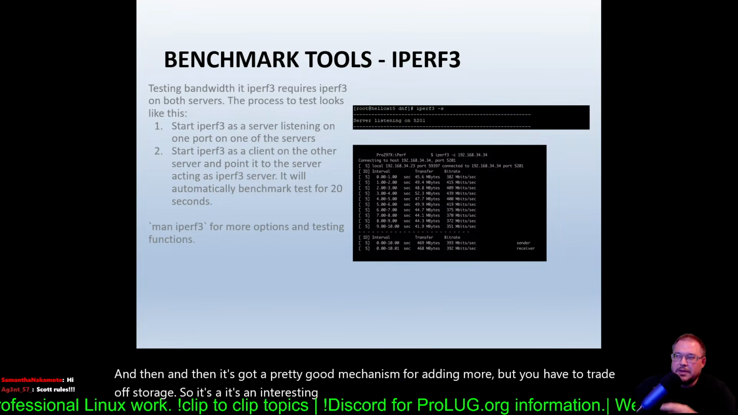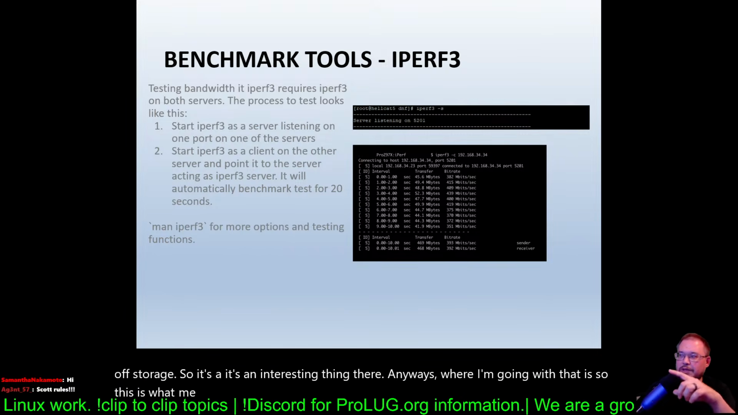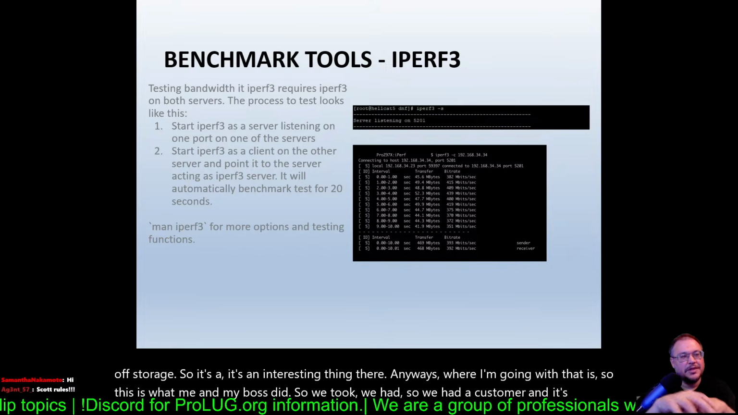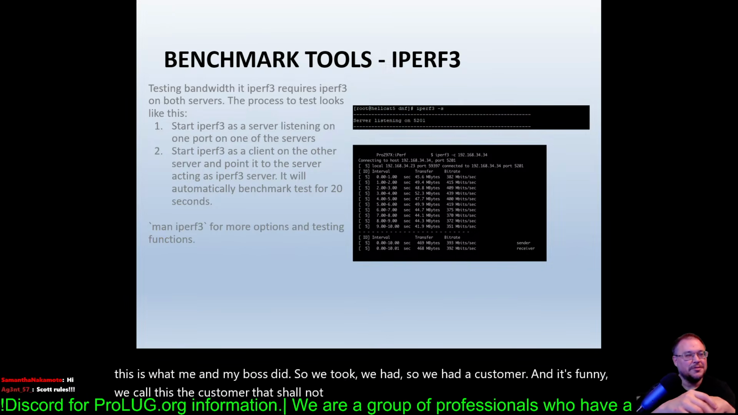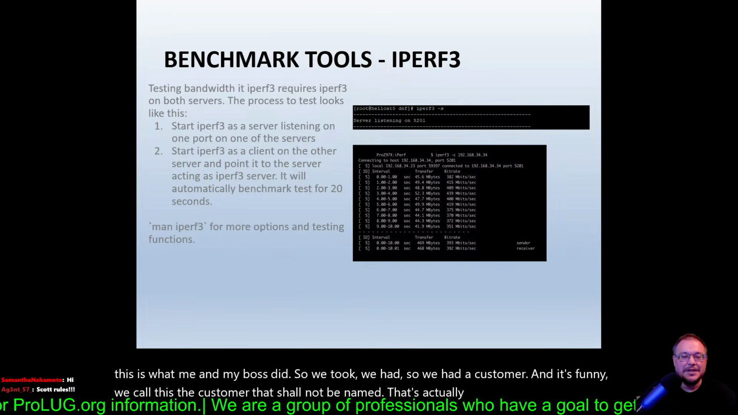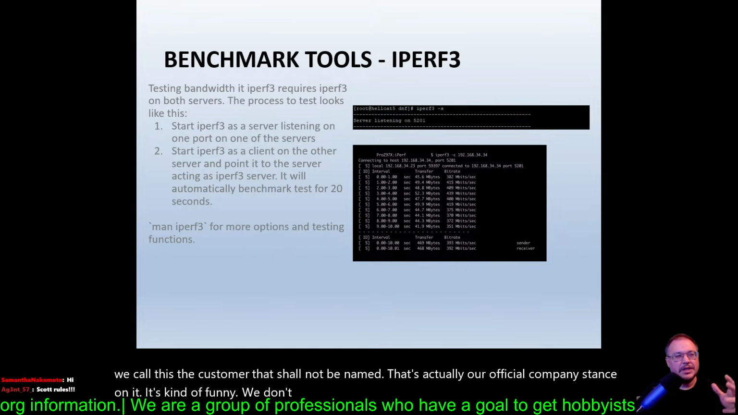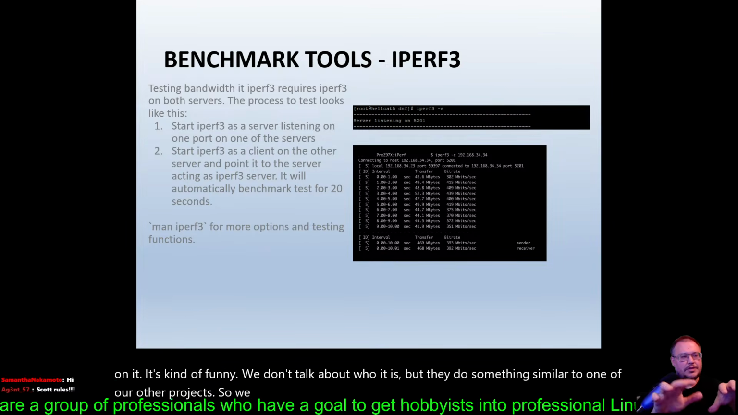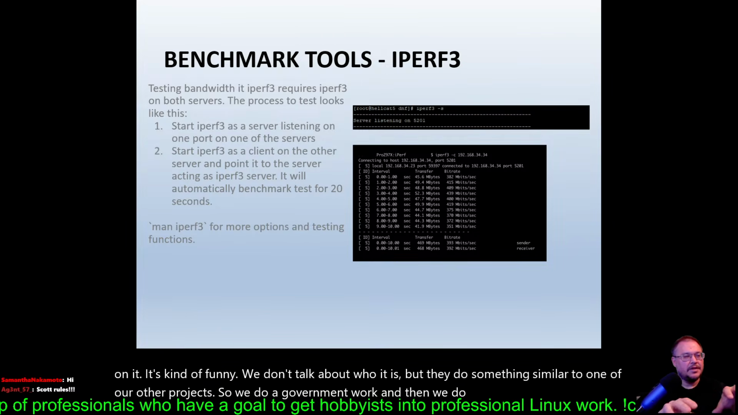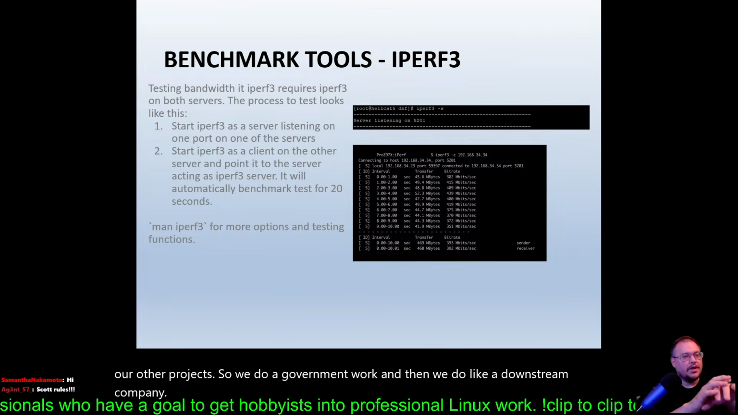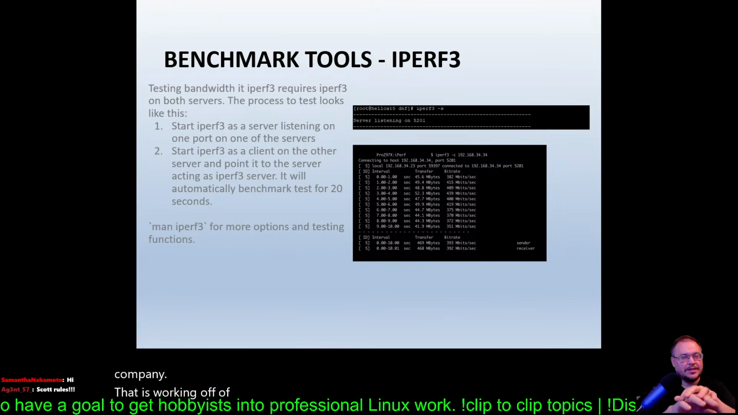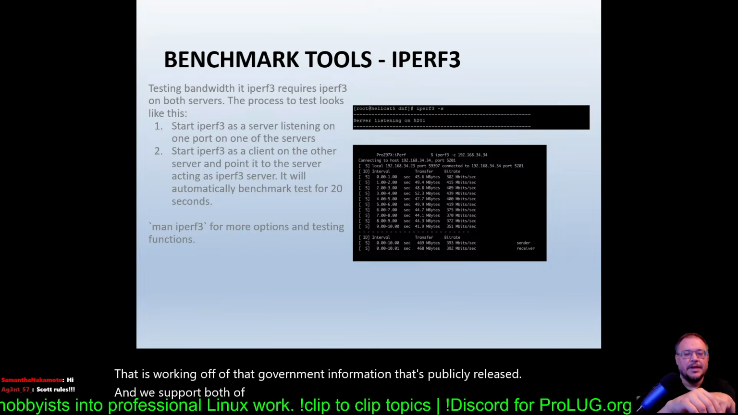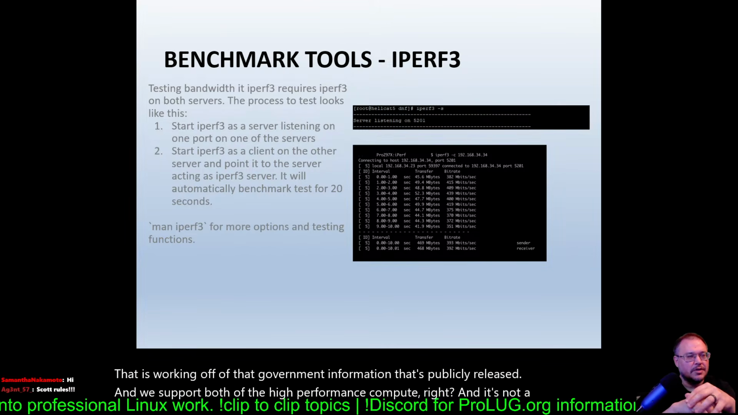Anyways, where I'm going with that is, this is what me and my boss did. So we had a customer, and it's funny, we call this the customer that shall not be named. That's actually our official company stance on it. It's kind of funny. We don't talk about who it is, but they do something similar to one of our other projects. So we do government work, and then we do a downstream company that is working off of that government information that's publicly released, and we support both of the high performance compute, right? And it's not a conflict or anything because it's all above board.